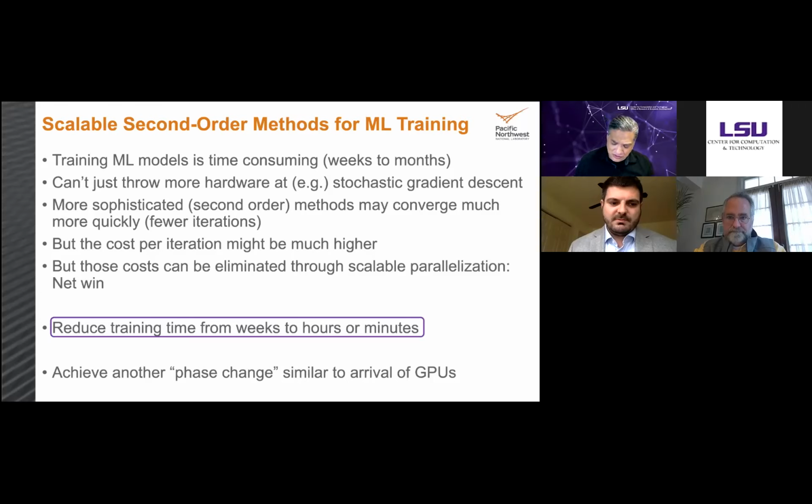So the ultimate goal of what we're trying to do with Cairo, the project, is to reduce the training time in deep learning from weeks to hours or even minutes, and really achieve this next kind of phase change and quantum leap in capabilities of machine learning, similar to what happened when GPUs arrived on the scene.